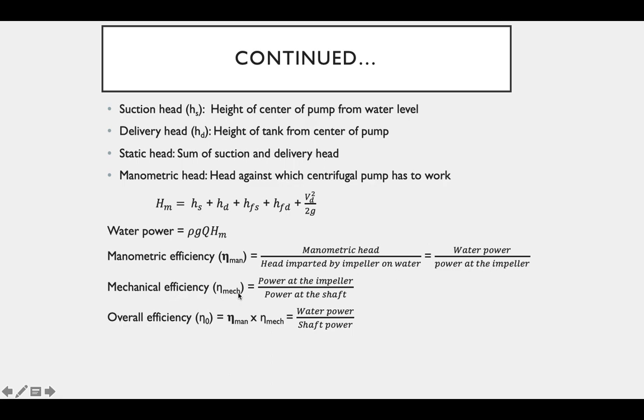Next is mechanical efficiency, which is the ratio of power at the impeller to shaft power. Next is overall efficiency. Overall efficiency is the product of manometric and mechanical efficiency. When you take the product, the common term, power at the impeller, will cancel out and you will get water power by shaft power. So overall efficiency is equal to water power by shaft power.